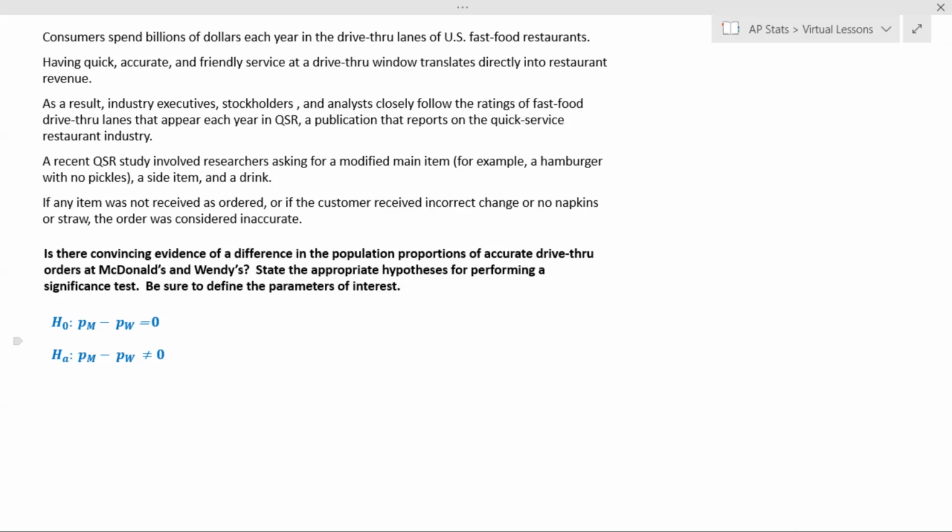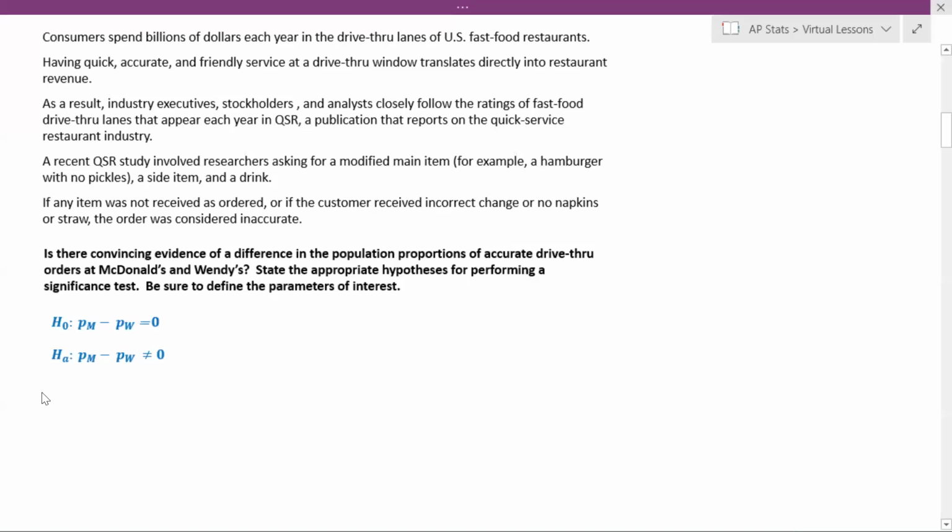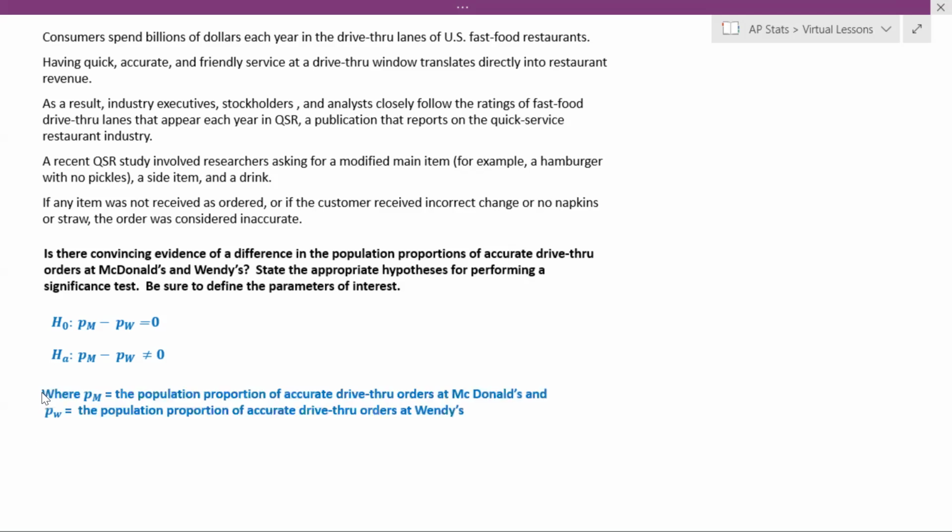So in the setup for the hypothesis test, we're going to assume there is not a difference in proportions, or the difference is zero. And then we're going to look for convincing evidence that there is a difference. So now we also have to state the parameters of interest. When you're stating your parameters of interest, you want to make sure that you define what each P represents in the context of the problem.